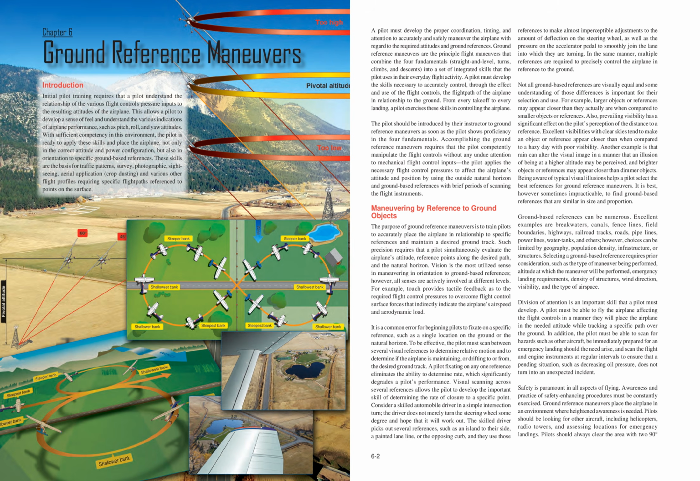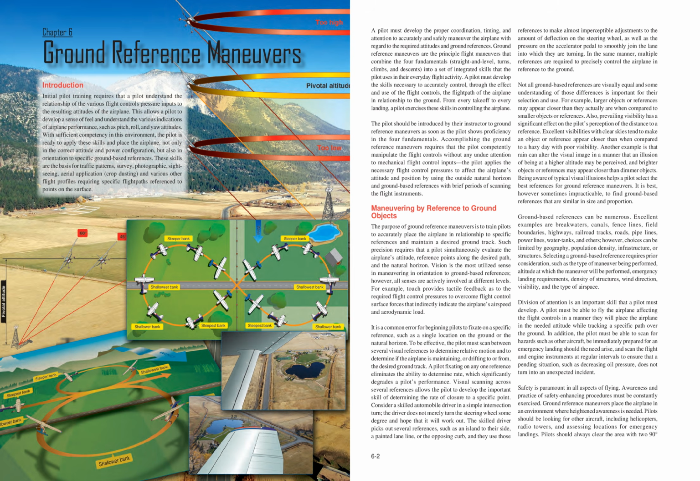Such precision requires that a pilot simultaneously evaluate the airplane's attitude, reference points along the desired path, and the natural horizon. Vision is the most utilized sense in maneuvering in orientation to ground-based references. However, all senses are actively involved at different levels. For example, touch provides tactile feedback as to the required flight control pressures to overcome flight control surface forces that indirectly indicate the airplane's airspeed and aerodynamic load.